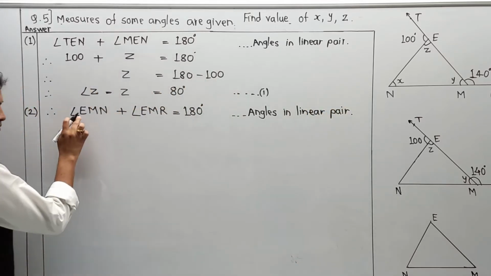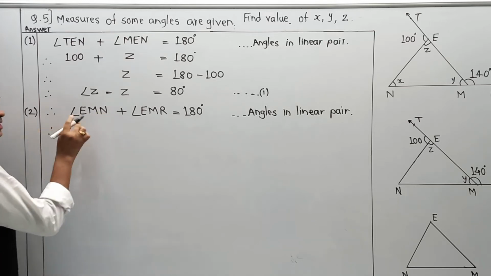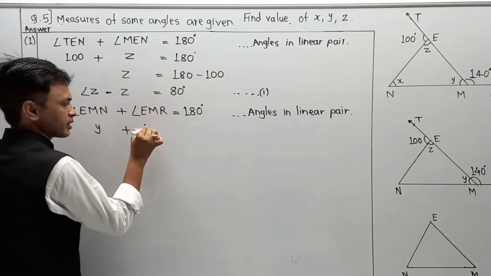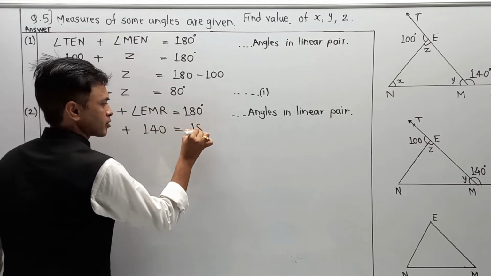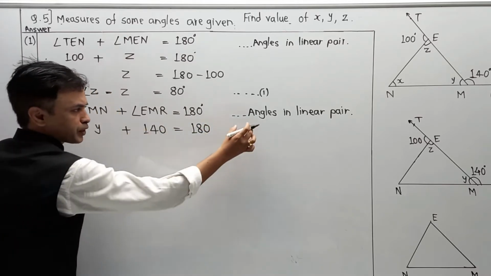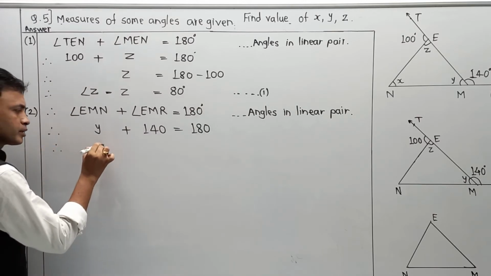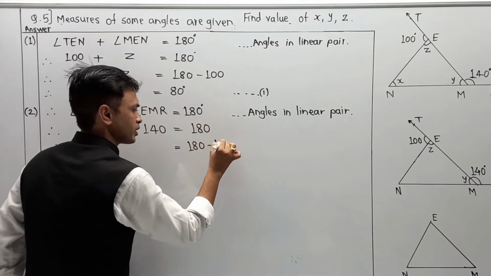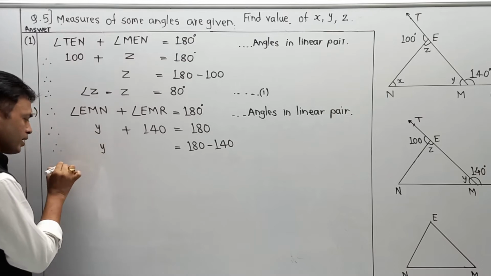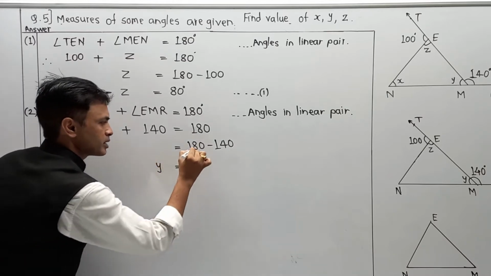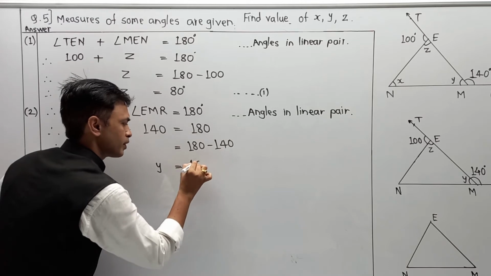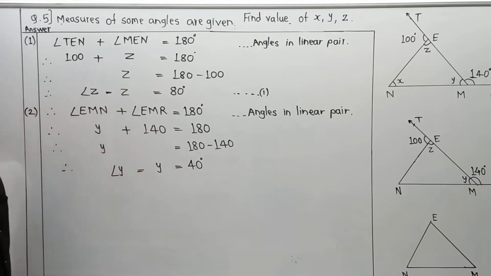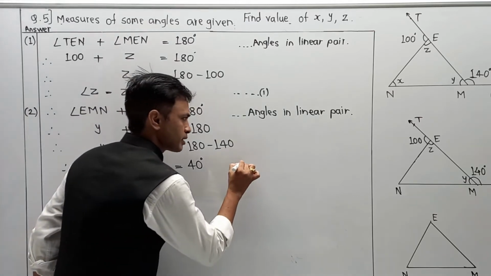Next, angle EMN, that is nothing but angle Y, plus angle EMR, that is 140 degree, is equal to 180 degree. Now shifting this 140 to that side, it becomes minus 140. So Y is equal to 180 minus 140, and value of Y is equal to 180 minus 140 means 40 degree. You can say it as Y, or you can also call it as angle Y, whatever be the condition. As it is the second answer, I am going to give it as equation number 2.